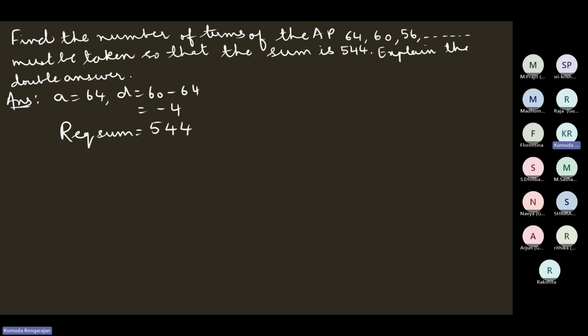The question is how many terms must be added? Should we add the first 10 terms or the first 20 terms or the first 25 terms? How many terms of this AP must be added so that we get this required sum of 544? So that means sum to n terms. We don't know how many terms we have to add. So sum to n terms is equal to 544. So work with this equation, children. Take down the question. Let's solve this one.